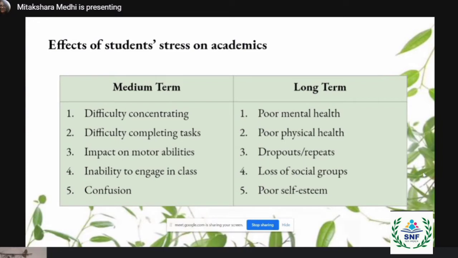So specific to effects of students' stress on academics, I put it as medium term and long term. Short term, I assume, would be the immediate ones, like heartbeat and blood pressure rising up, or being pumped up. I would consider it as short term. But medium term, say you are exposed to stress for a month or two, then you notice that you have difficulty in concentrating in class.